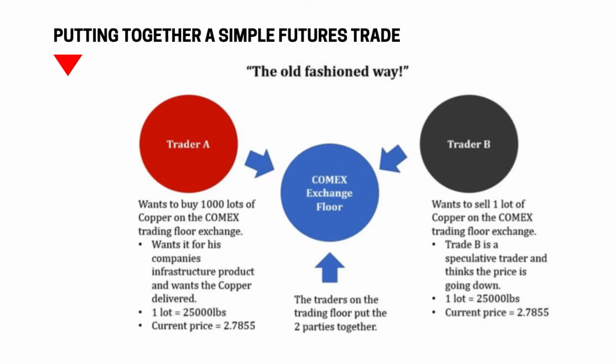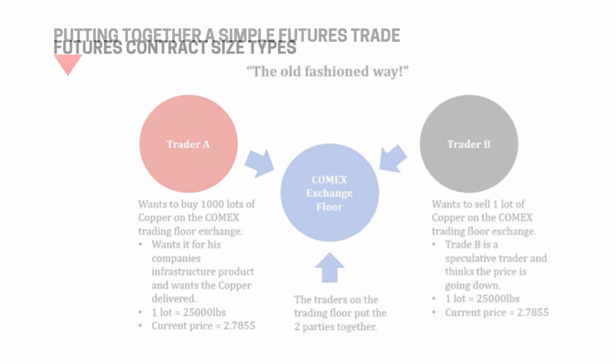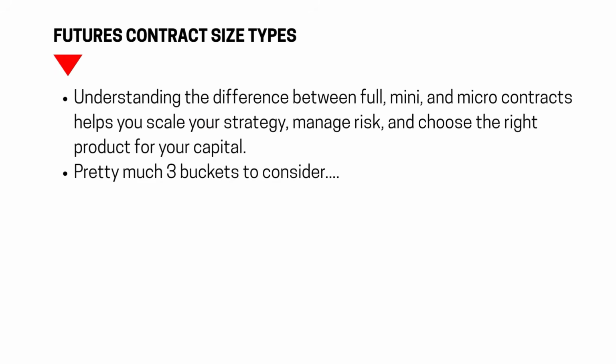But most, though, are of a decent size where orders get fulfilled very quickly. Now, futures markets come in all shapes and sizes, and understanding the difference between the full, mini and micro contracts is very important to help you scale up your strategies, manage risk and choose the right product for your capital. So there's pretty much 3 buckets to consider, which we'll look at briefly now.